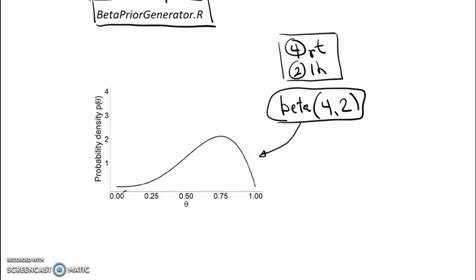So, for example, if I look at my beta 4-2 prior, you can see that there are non-zero probabilities that the proportion of the population that is right-handed might actually be less than 0.5. I know that's impossible. So this is not a perfect reflection of my beliefs, but it's a good starting point. So I'm going to choose this as my prior.